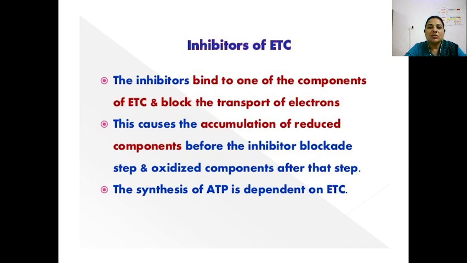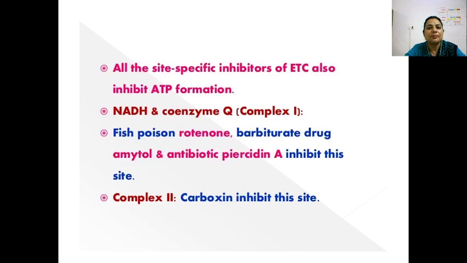Now, inhibitors of the electron transport chain. The inhibitors bind to one of the components of the electron transport chain and block the transport of electrons. This causes the accumulation of reduced components before the inhibitor blockage step and oxidized components after that step. The synthesis of ATP is dependent on the electron transport chain. All the site-specific inhibitors of the electron transport chain also inhibit ATP formation.